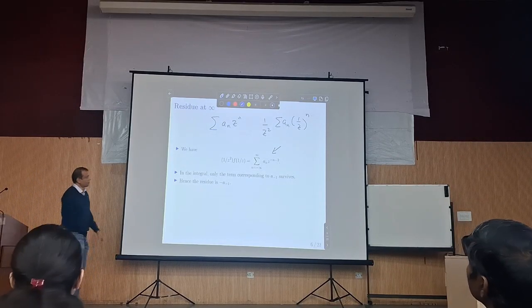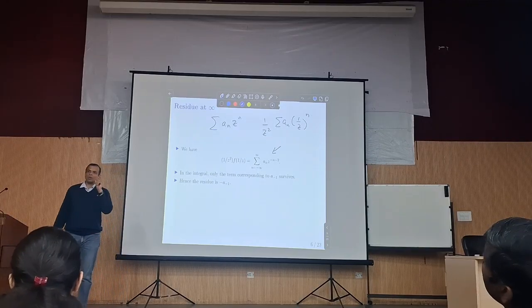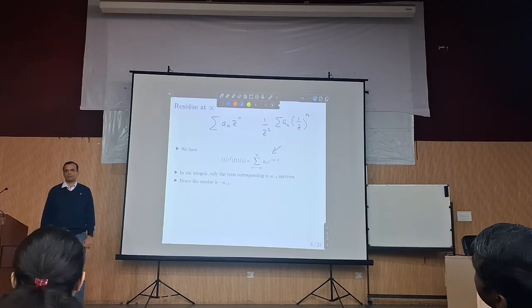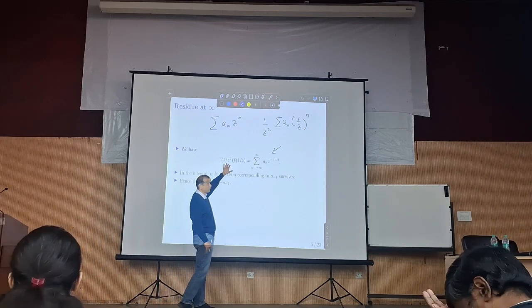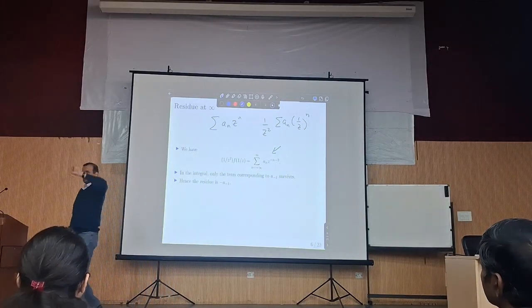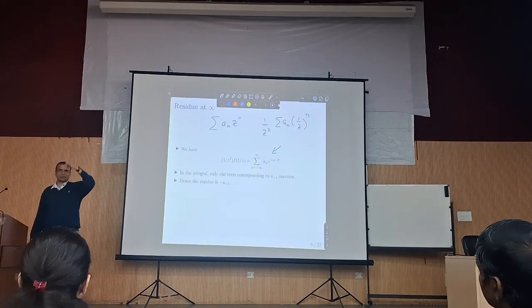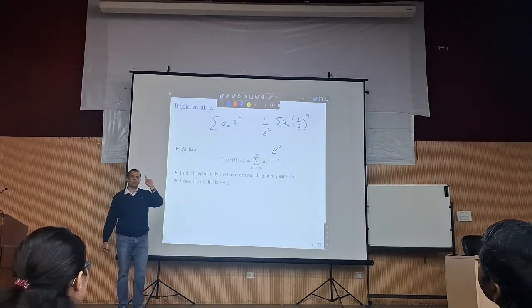But now you see that if I integrate this, only one term is going to survive, right? Only one term is going to survive, because now I have to integrate this particular function in a small neighborhood, in a disk centered near 0. But when I integrate, every term except one term is going to be 0.